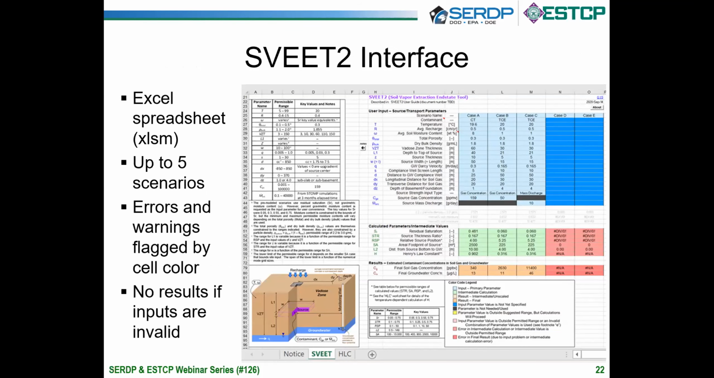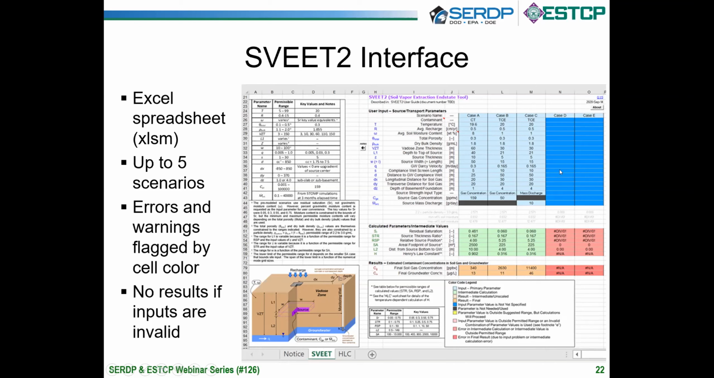This is the SFEET interface. It's very small. We're going to get to a demo later. We'll see this up close. But just in general, we have the section up here in blue, which are the input parameters. And then we have a section in green, which are intermediate calculated parameters. And then finally, the tan indicates the groundwater and soil gas concentration estimates.